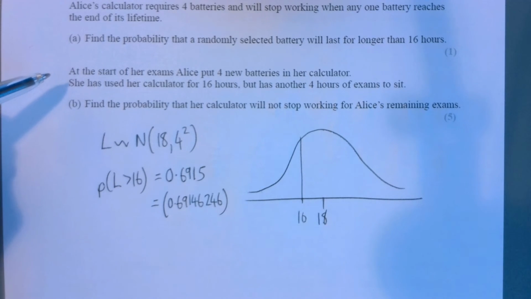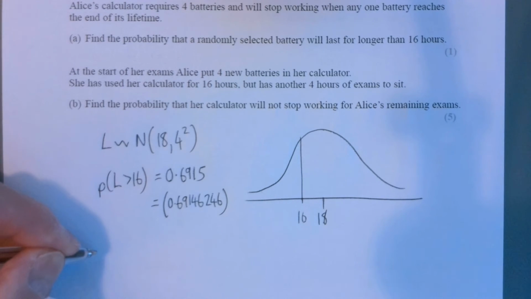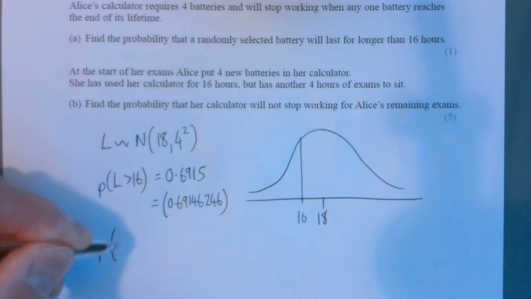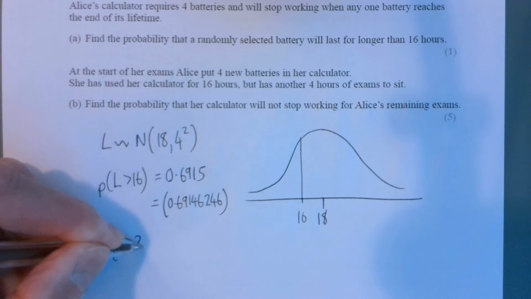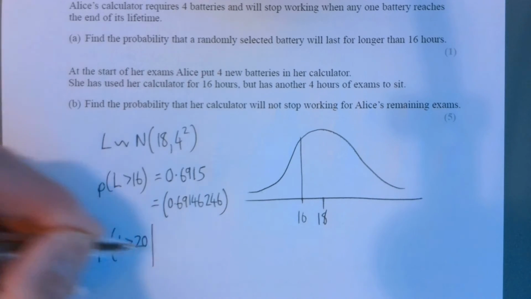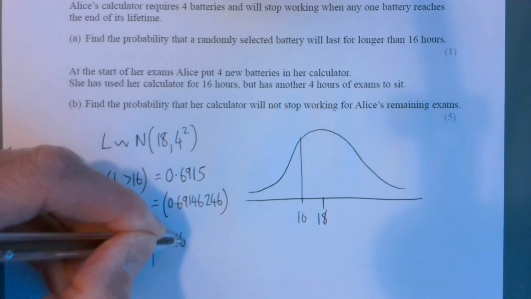At the start of her exams, she puts 4 new batteries in her calculator, and she uses them for 16 hours. And they've lasted. But now she's got another 4 hours of exams to sit. So let's consider one battery. The probability that that battery will last 20 hours, given that it's already lasted 16 hours. I can write that in the same way as in the 2 previous examples. It's the probability that the life is greater than 20 hours, given that it's already lasted 16 hours.